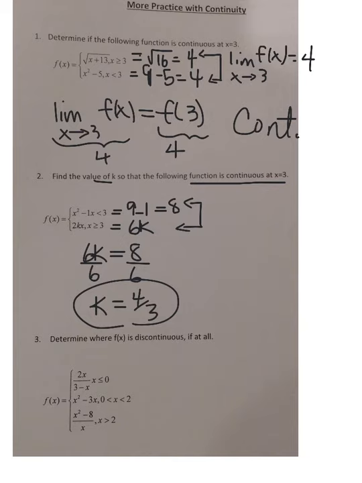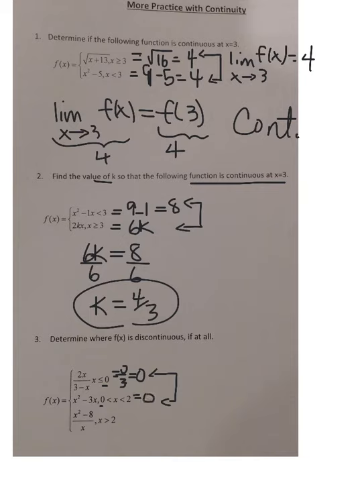All right, number 3, it says determine where the function is discontinuous, if at all. So I noticed that these two guys right here both contain 0 in their domain. So I'm going to plug in 0 and see what I end up getting. Well, when I plug in 0 into the top part of the piecewise function, I get 0 over 3, oops, that should be a 3, which I know is 0. Okay, now if I plug in 0 into the middle part of the piecewise function, I get 0 squared minus 3 times 0, which is also 0.